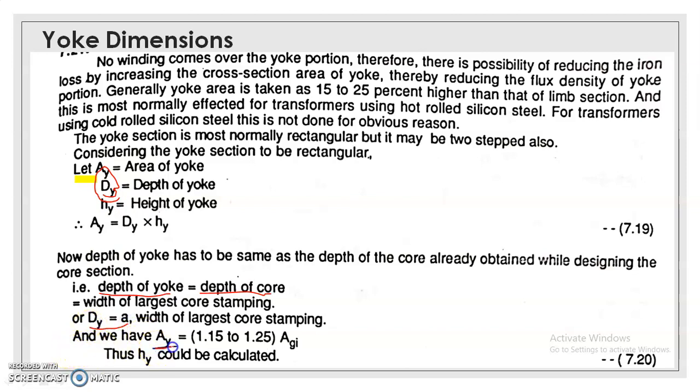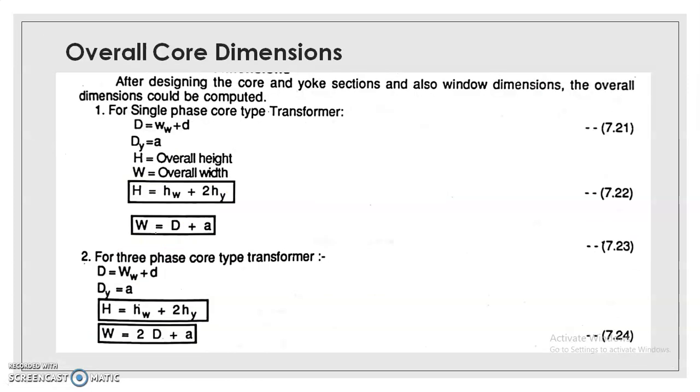And the area of the yoke is 1.15 to 1.25 times AGI, that is the gross core area. Thus HY could be calculated from this formulation. If you know AGI, you get AY directly, and if you have an idea of dy, meaning if you have the value of a, you know the value of dy. If you know this AY and dy, then you can calculate HY directly. This is about the yoke dimensions.